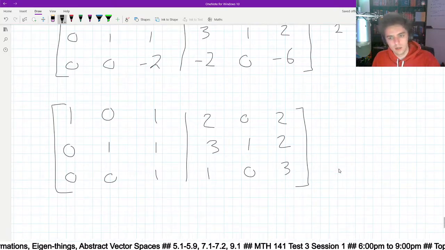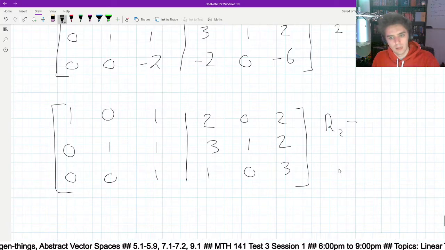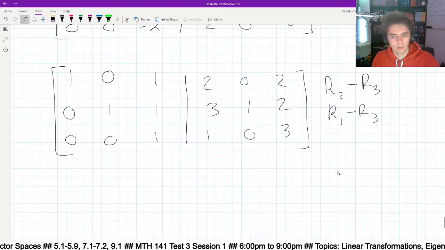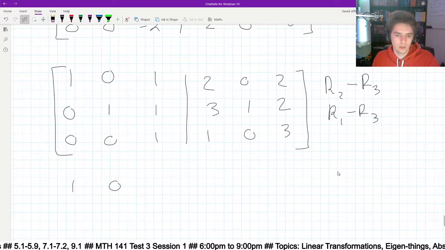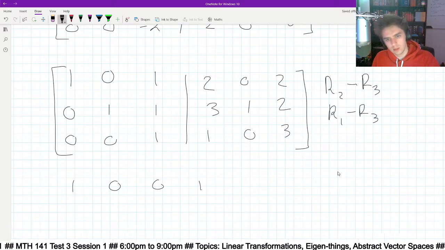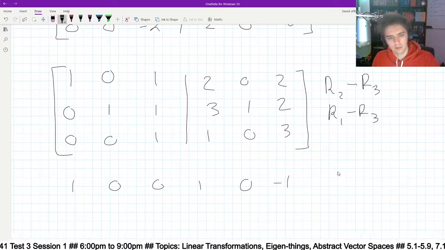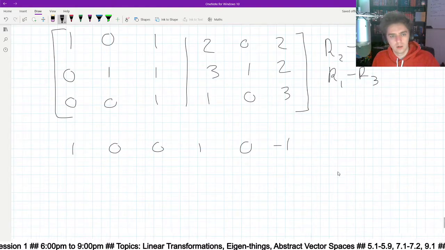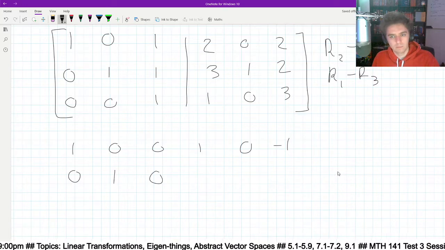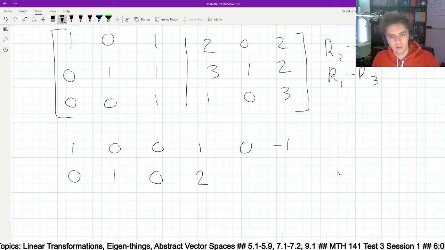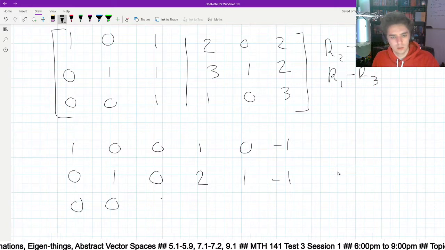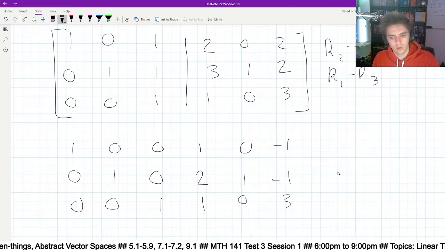Okay, we're almost there. Row 2 minus row 3, row 1 minus row 3. So 1, 0, 0. 2 minus 1 is 1. 0 minus 0 is 0. 2 minus 3 is negative 1. Okay, 0, 1. 1 minus 1 is 0. Okay. 3 minus 1 is 2. 0 minus 1 is 1. 2 minus 3 is negative 1. 0, 0, 1, 1, 0, 3.